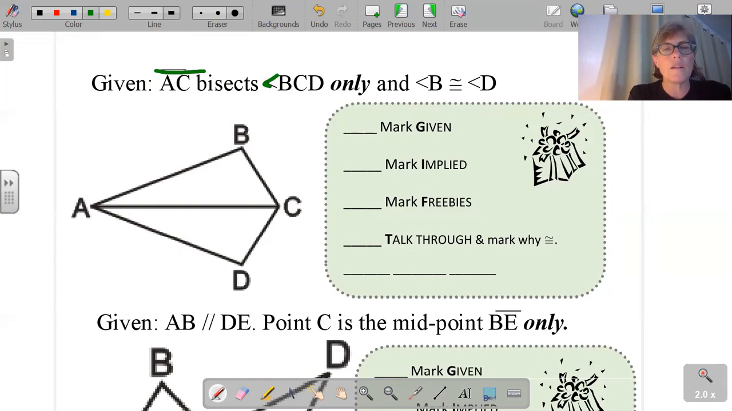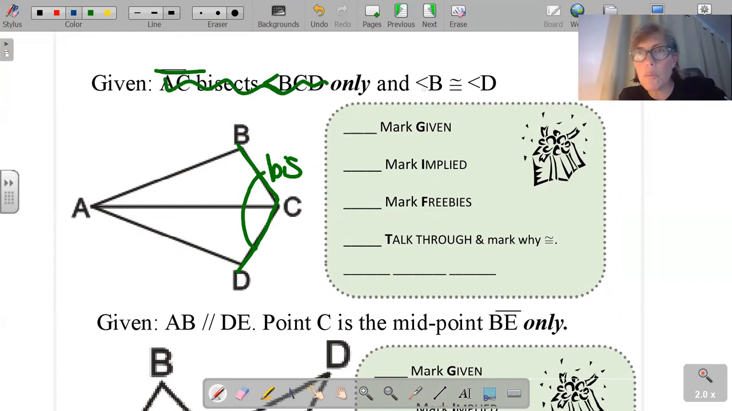AC bisects BCD. Only. Angle B is congruent to angle D. That's our given information. Implied and freebies.